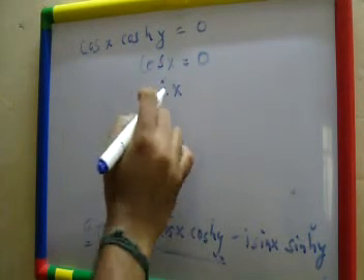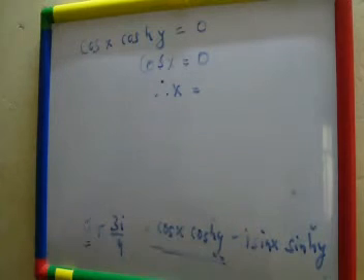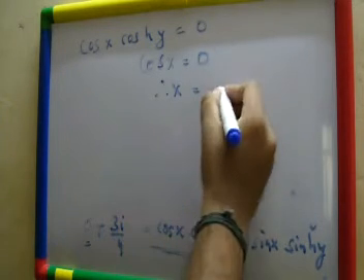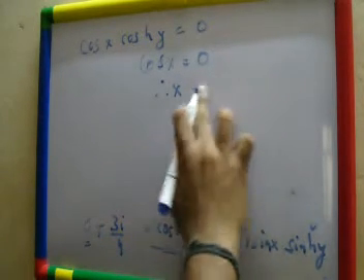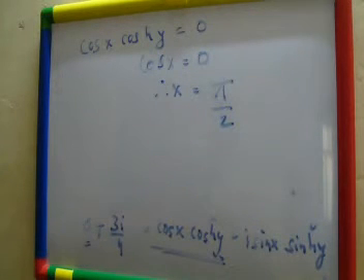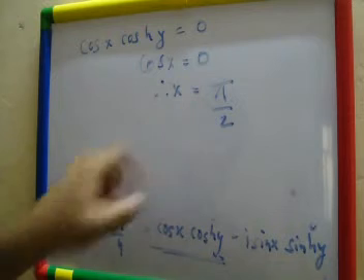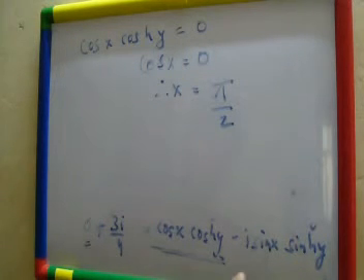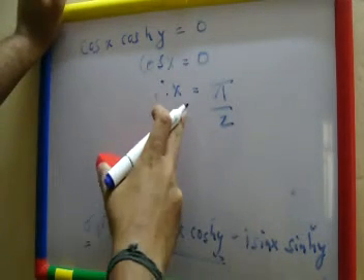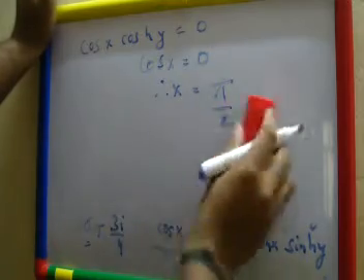Therefore x is equal to pi by 2. So we have got the real part which was required. Now we are finding out the imaginary part. Now I'll equate the imaginary part over here with the imaginary part over here, keeping in mind that my x value is pi by 2.